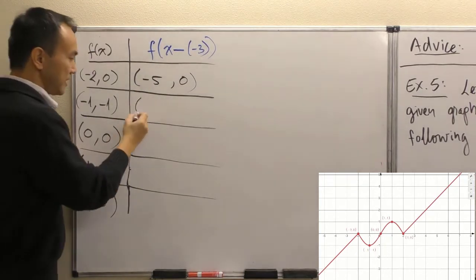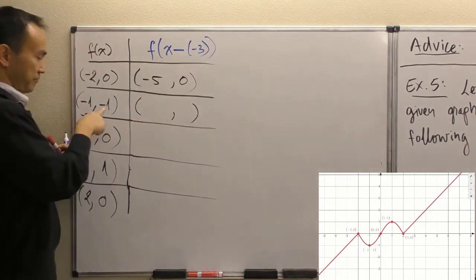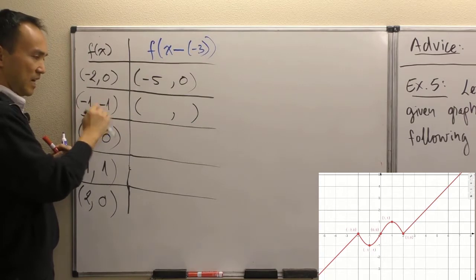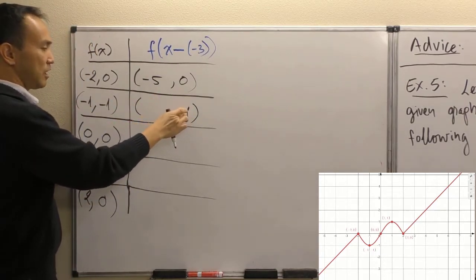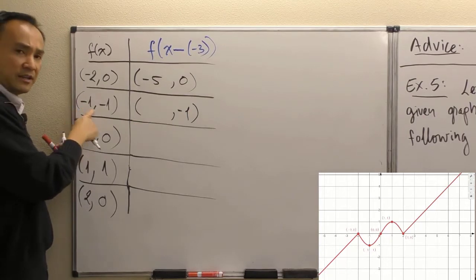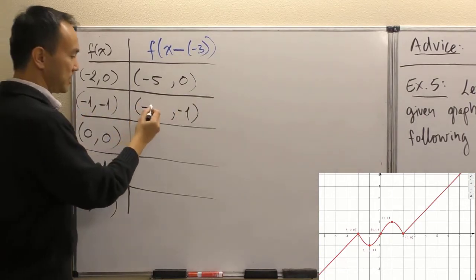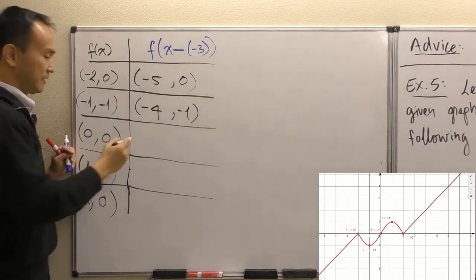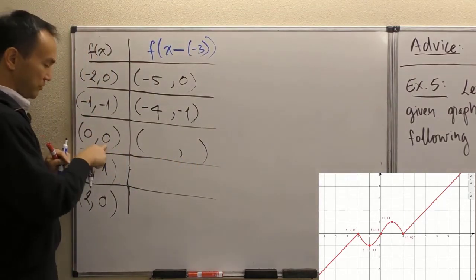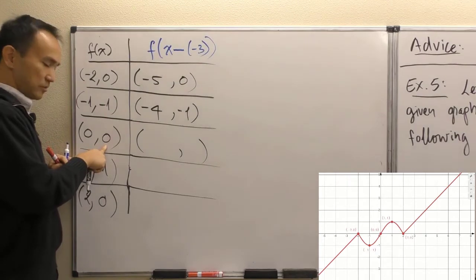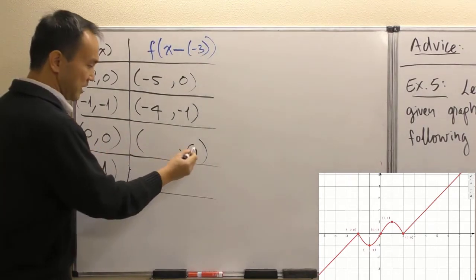Okay, so now we're going to start picking up pace right here. This next pair of values, the y value stays the same. The x value on the parent function is negative 1. Now adding negative 3 is going to give me negative 4. Similarly, on this next pair of values, 0 was the original y value on the parent function. It stays the same.